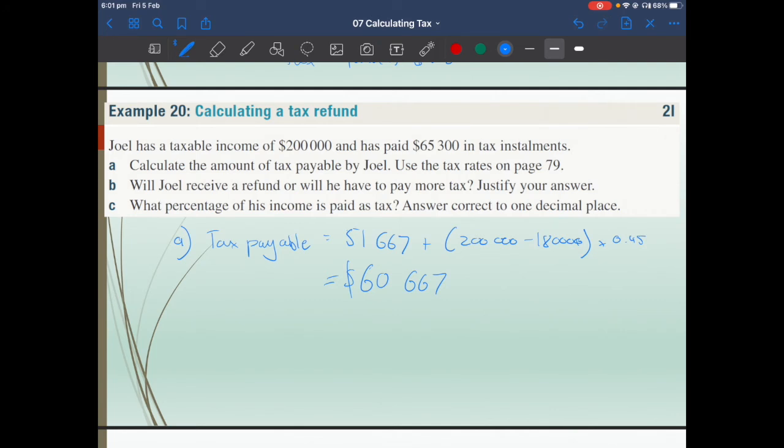Now, does he have to pay a tax bill or does he get a refund? He gets a refund. Why? He's paid more tax than he is required to.